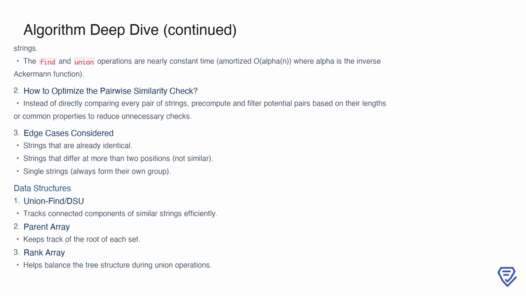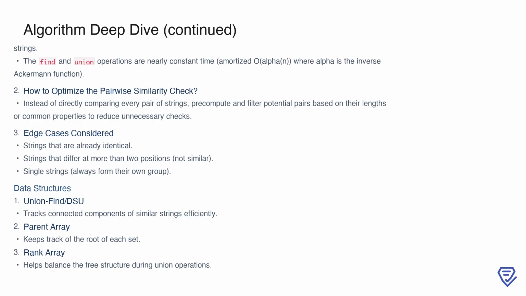It's also important to account for edge cases. For instance, strings that are already identical should naturally form their own group. Similarly, strings that differ at more than 2 positions cannot be grouped together because they are not similar. For cases where there is only one string in the input, it will always form its own group since there's nothing else to compare it to.